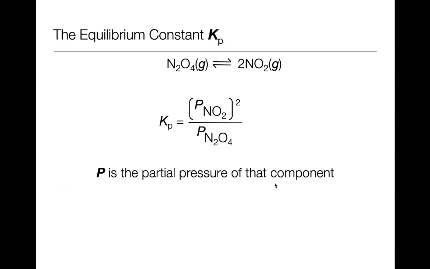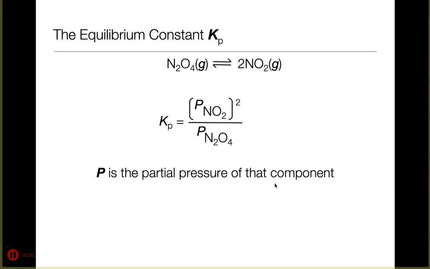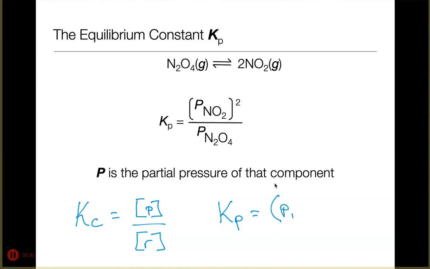All right. We're getting very close to the end, guys, so we're almost done. Some nomenclature stuff. Kc, by definition, is concentrations of products over concentrations of reactants. Kp is going to represent the same exact idea, except we're going to report it as the partial pressure of the products over the partial pressure of the reactants. It sounds more confusing than it has to be.